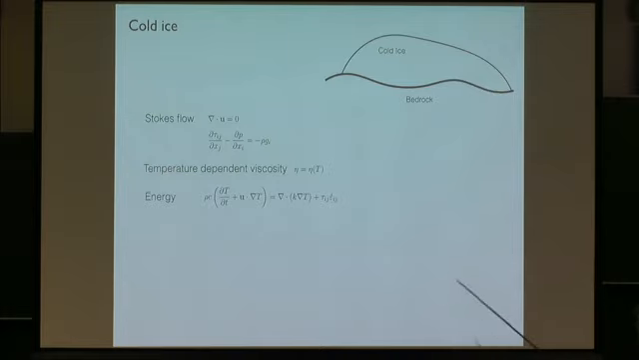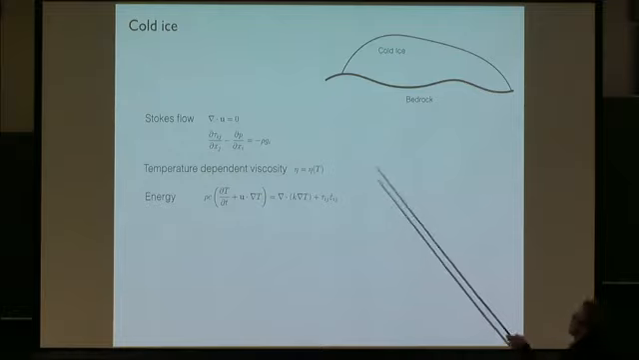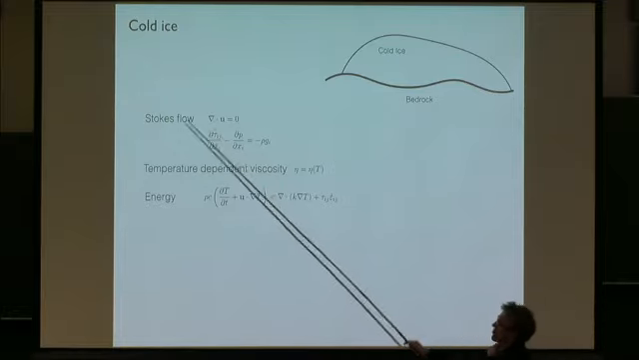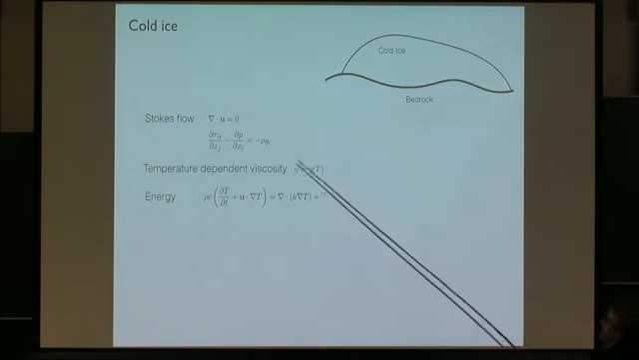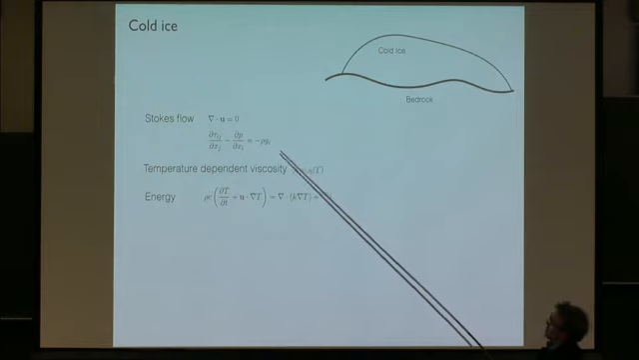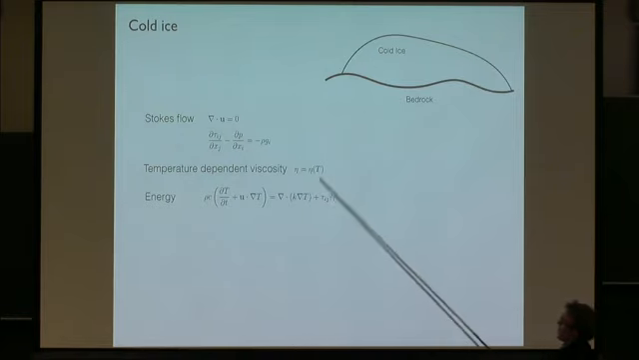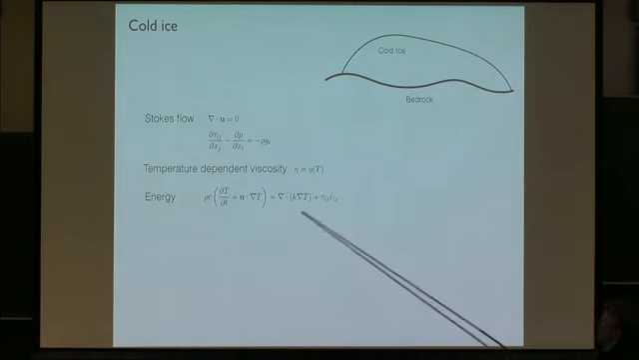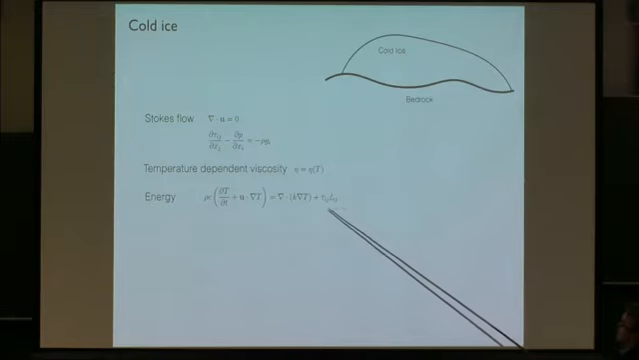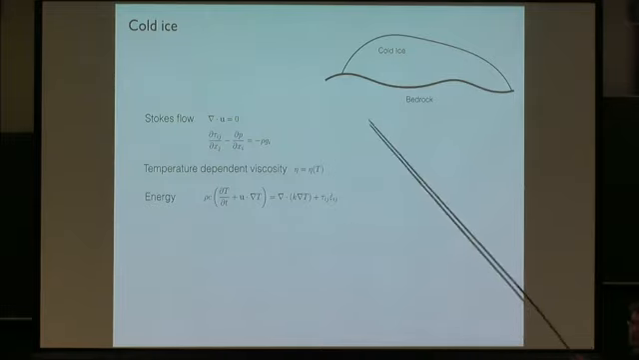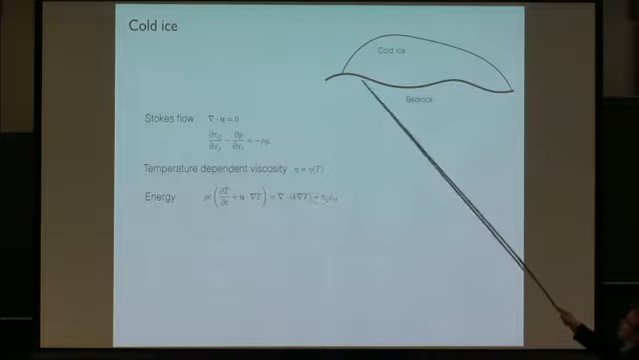As a starting point for trying to understand the equation for temperate ice, this is a quick summary of how you model cold ice. Okay, so we're dealing with Stokes flow, temperature dependent viscosity, and you have an energy equation that looks something like this. This term here is the shear heating term, which is where a lot of the heat's coming from, and then the geothermal heat flux and everything is giving you the boundary conditions for solving the temperature on a domain that looks something like that.